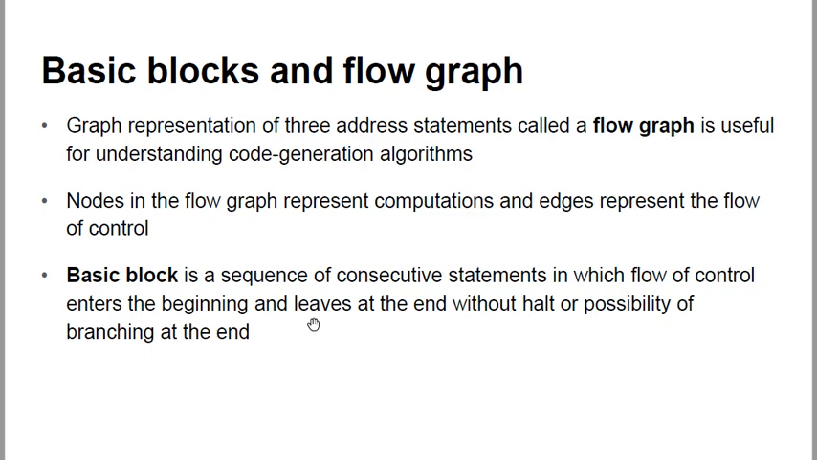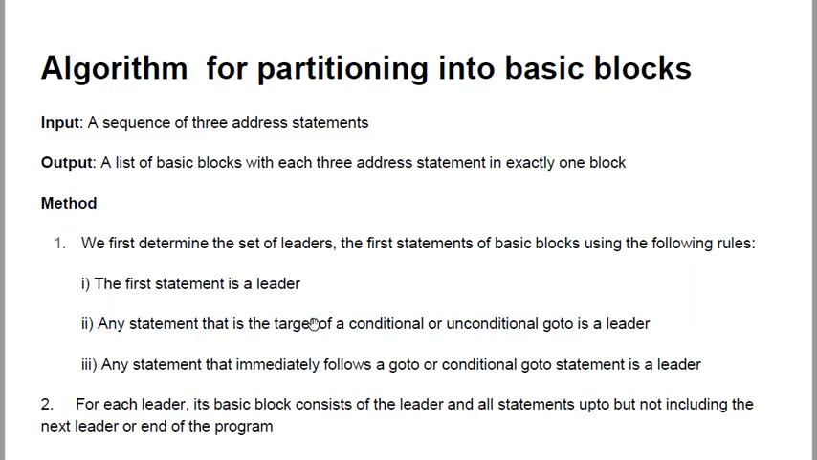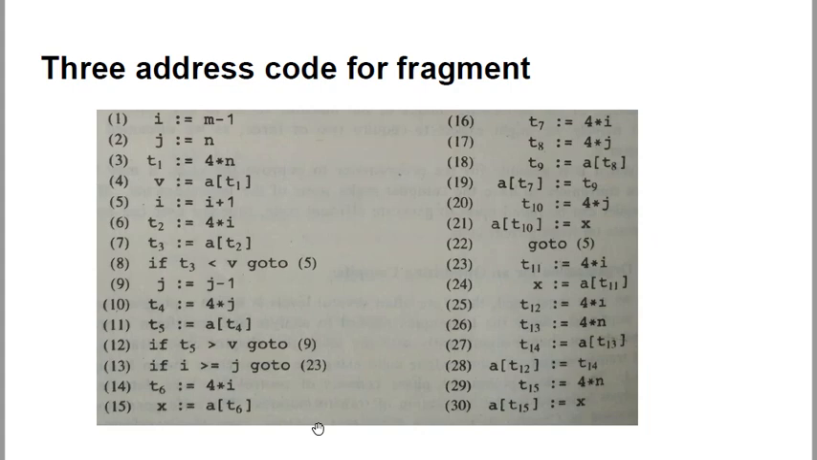Okay, so when a branching occurs, it falls in another basic block. So a basic block is a particular sequence of consecutive statements in which the flow of control enters at the beginning and leaves at the end. Okay, so the method for finding how many basic blocks there are in a particular 3 address code is this first method, and for each leader, its basic block consists of the leader and all statements up to but not including the next leader or end of the program. So like what I told, line number 1 is a leader, and the basic block B1 will consist of line number 1, 2, 3 and also 4.